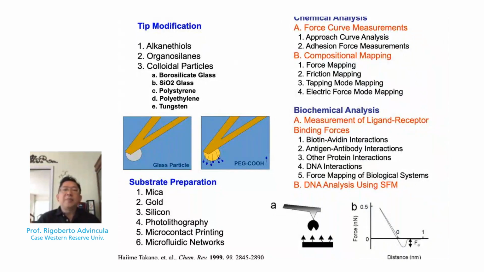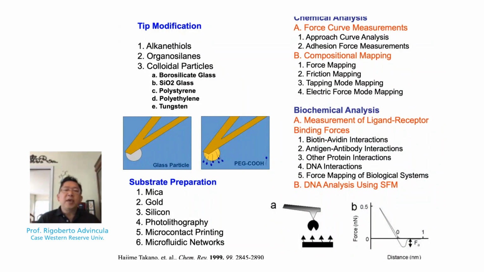So for example, with chemical analysis, the sensitivity of the surface interaction can be approached based on force curve measurements. One can also look at the compositional mapping aside from the topology or the phase and amplitude image. So one can do force mapping, friction mapping, electric force mapping, electrostatic or current sensing mapping, and so on.